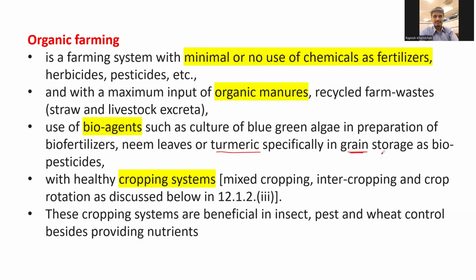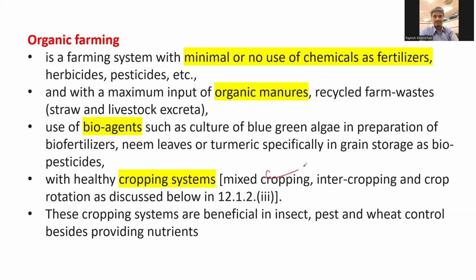Especially in the grain storage, where we have to use these things for the storage of grain as a biopesticide. So we will not use pesticides. See this, but instead we will be using biopesticides. Okay, which is good. It's not chemical. With a healthy cropping system, we can also do organic farming. The system means we can use mixed cropping, intercropping, and crop rotation.